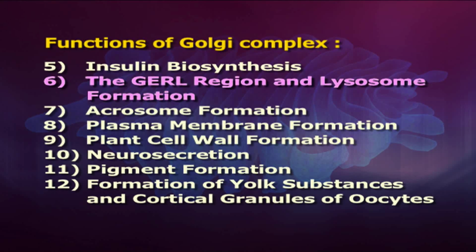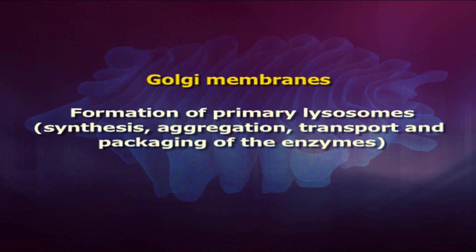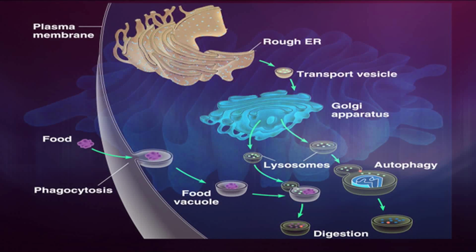The GERL region and lysosome formation. Golgi membranes are involved in the formation of the primary lysosomes. This process has the sequence, that is synthesis, aggregation, transport and packaging of the enzymes. The ribosomes synthesize lysosomal hydrolases. These hydrolytic enzymes then enter the ER. The ER forms small vesicles of these hydrolases by blebbing. The vesicles are transferred to the Golgi complex. The cisternae of the Golgi complex in turn form vesicles.